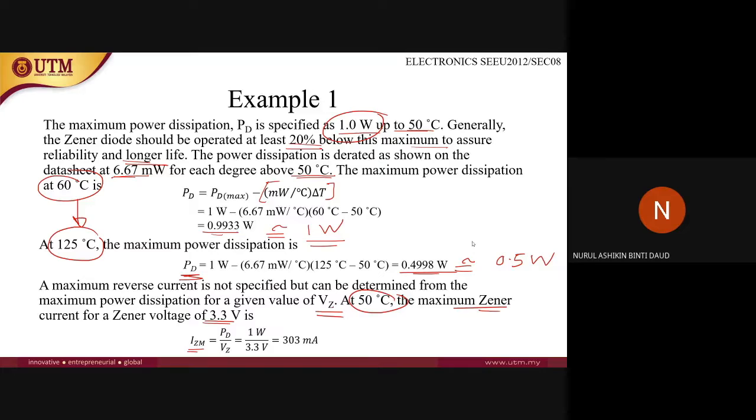Is that okay, Cik Heng? Oh, Fahmi. So 20% is just for general knowledge, not used in calculation. Yes, 20% is just for general knowledge, usually. Okay, generally.